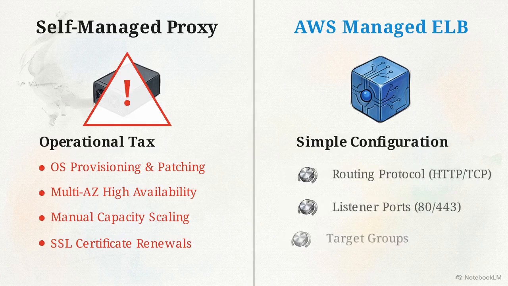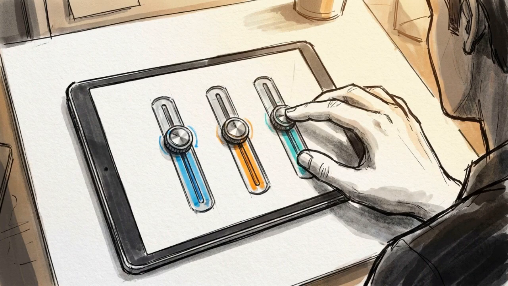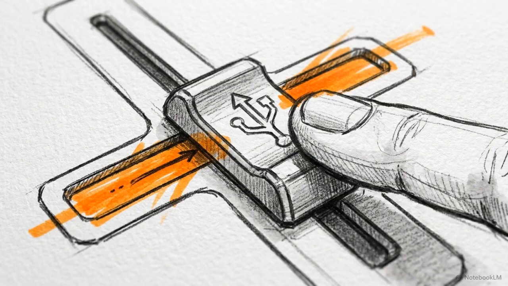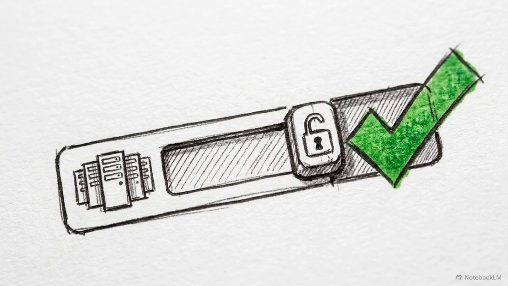The alternative is the Elastic Load Balancer, or ELB. This is a fully managed AWS service that eliminates these specific burdens. With an ELB, AWS provides a binding SLA guaranteeing the availability, scalability, and underlying physical maintenance of the load balancing nodes. As an architect, you are only responsible for adjusting a few minimal configuration knobs. You simply define the routing protocol, set the listener ports, and assign the target groups.